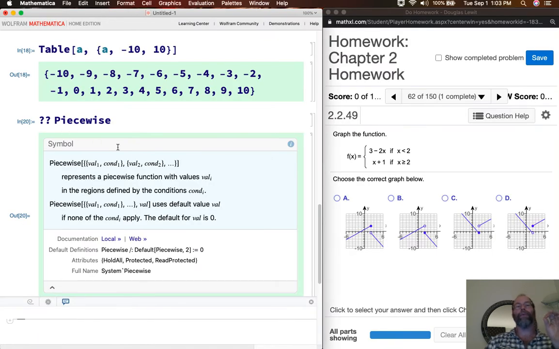So guys, if you know there's a command in Mathematica that can help you, but you forgot the details, simply type two question marks, the name of the command, and shift enter, and you will get a brief description of the command. You can read about it, and you can see some examples, and that way you can figure out on your own how to use the command. If none of the conditions apply, the default value is 0.